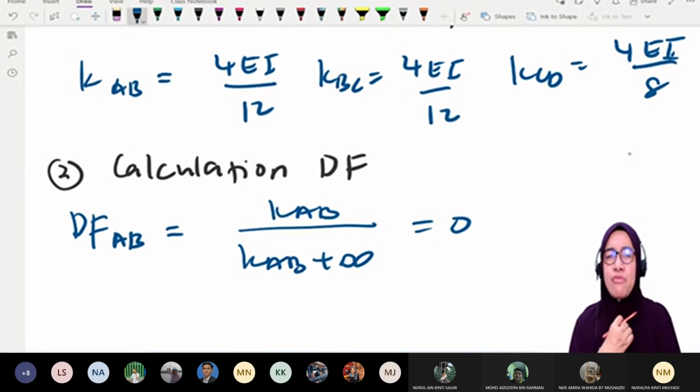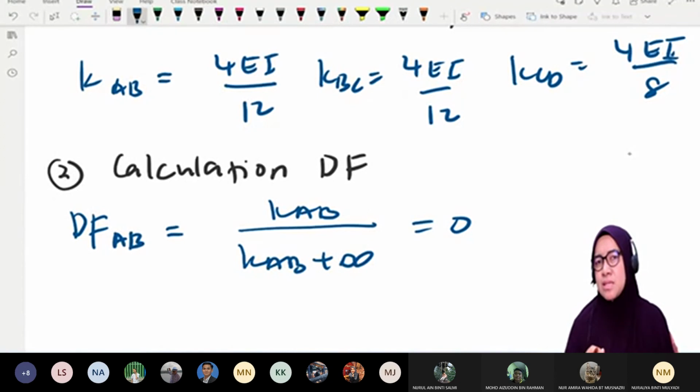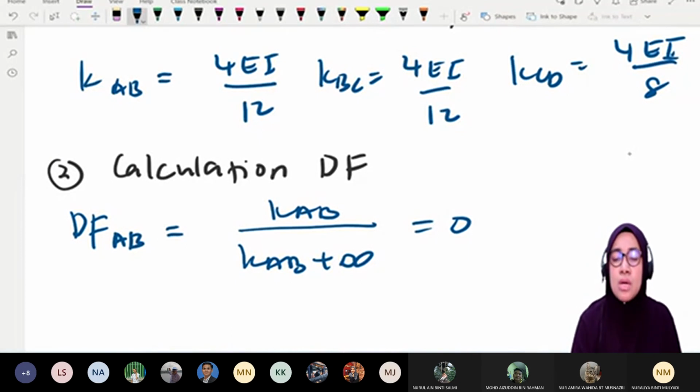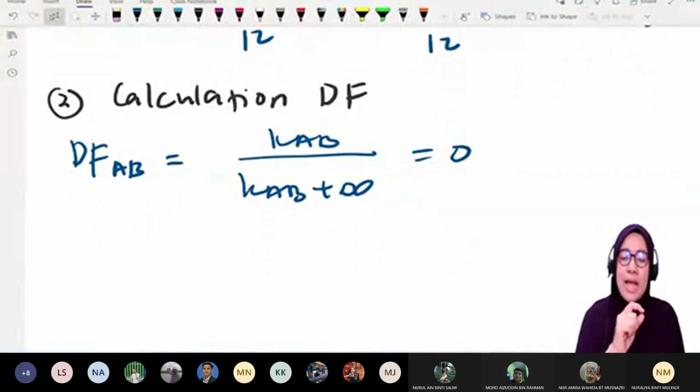Fixed is not the end of the structure. The end of the structure is an end cantilever, end pin, or end roller. Those are indeed the end of the structure. But if it is a fixed end, it means infinity. There is much more structure beyond; we just want to analyze one beam out of 1,000 beams in the structure. That's why we put infinity here, so it equals 0. So this is the DFAB.